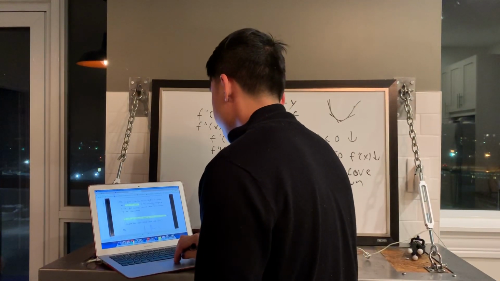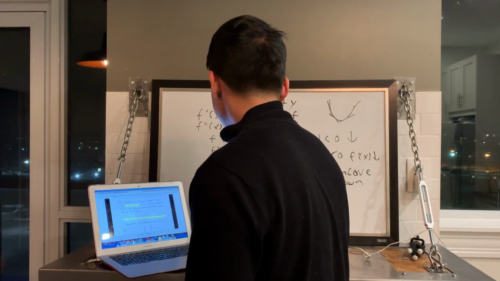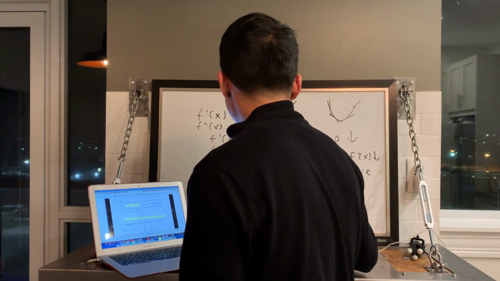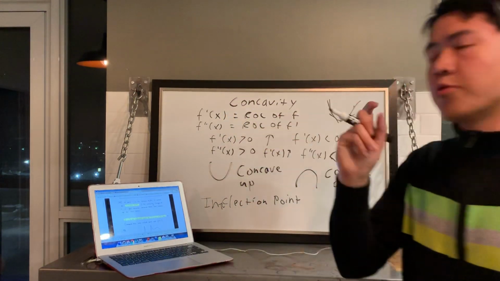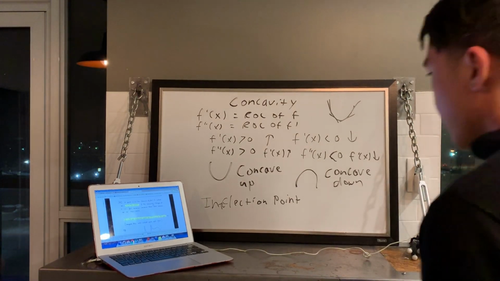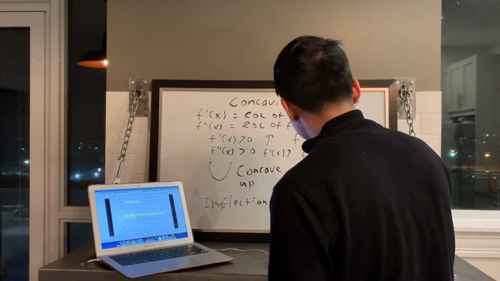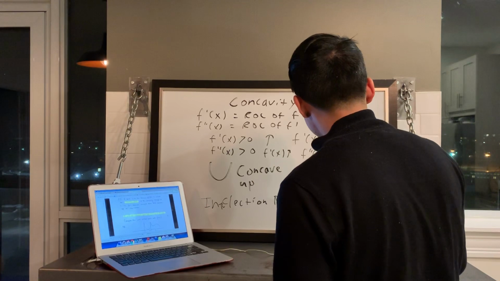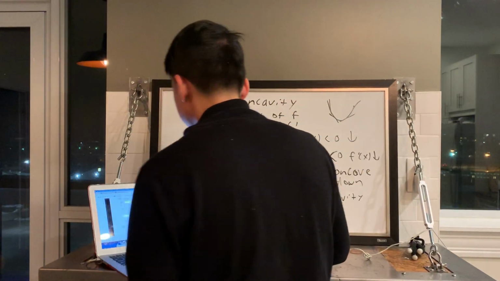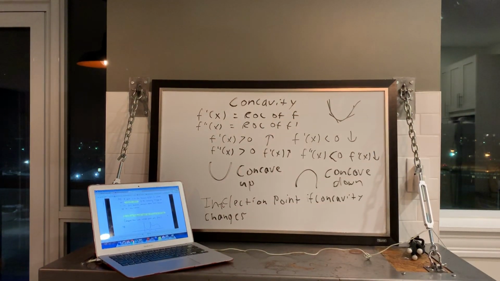So, we talk about inflection points. Inflection, it's an F. So we talked about critical points. Critical points are when the first derivative is 0 or undefined. An inflection point is if concavity changes at that point. So if it goes from concave up to concave down, we call it an inflection point.